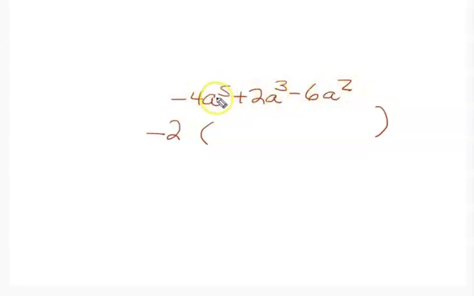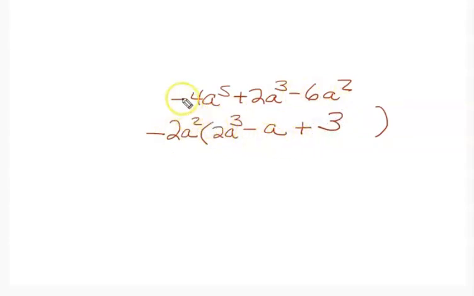And for the letters, I have a to the 5th, a to the 3rd, a to the 2nd. So the largest I can take out of each one is a to the 2nd. But now what happens here? Where this was a negative, it's now going to become a positive 2, a to the 3rd. Where this was a positive, it's now going to become a negative a. And where this was a negative, it's going to become a positive. And 2 will go into there 3 times.